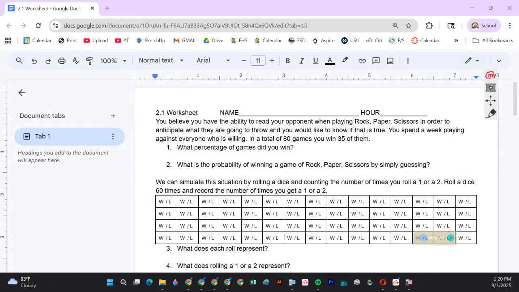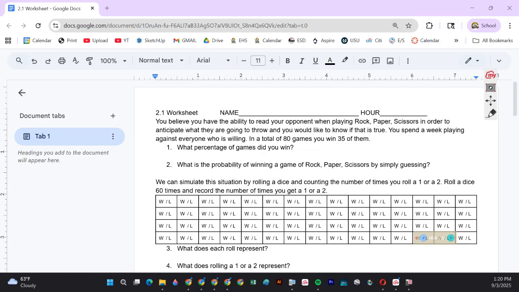Okay, 2.1 worksheet. You believe you have the ability to read your opponent when playing rock, paper, scissors in order to anticipate what they're going to throw, and you would like to know if that's true. You spend a week playing against anyone who is willing. In a total of 80 games, you win 35 of them. What is that as a percentage? 43.7. Okay.